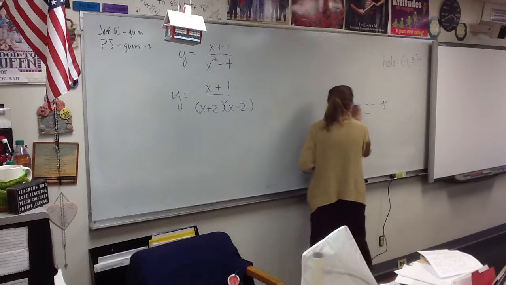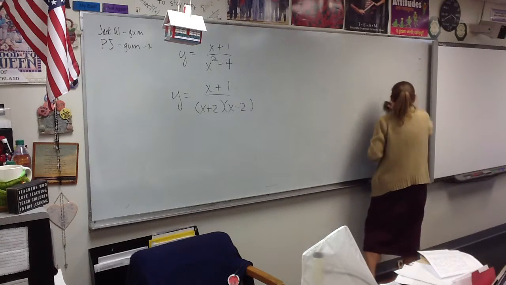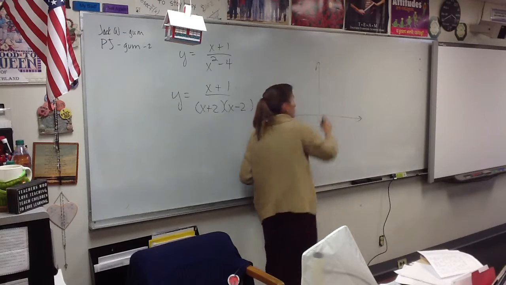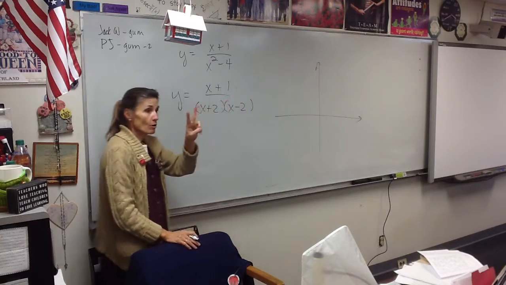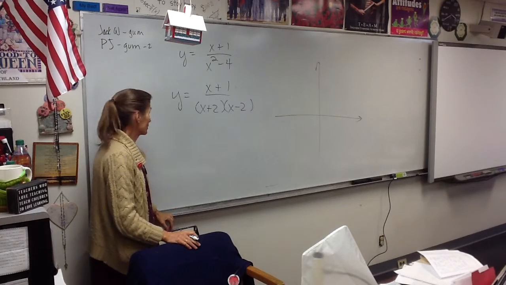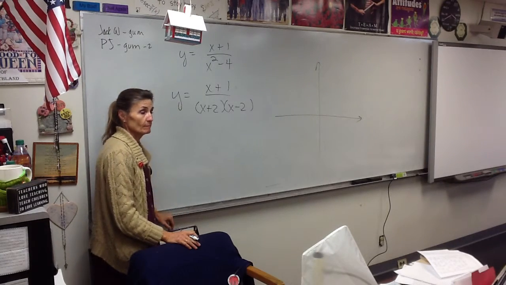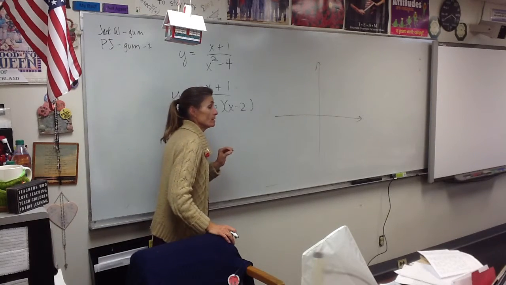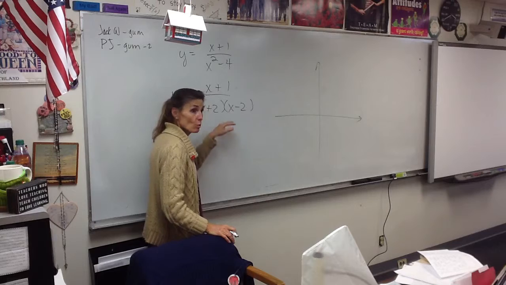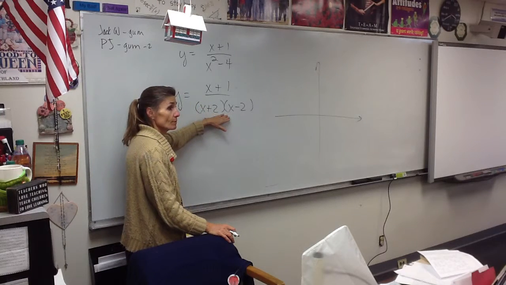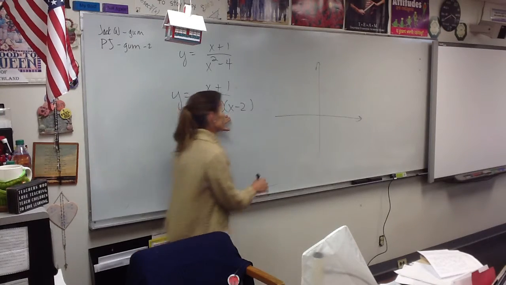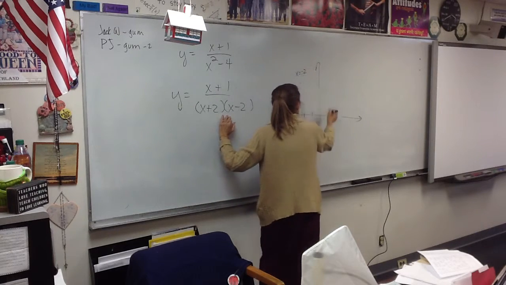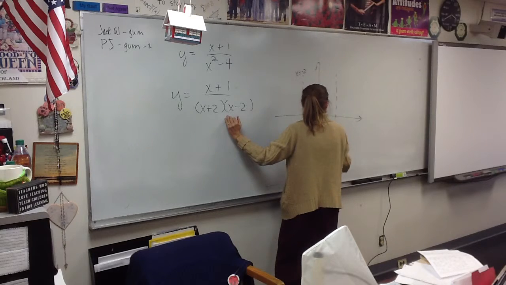I know this is a lot of information. Just got to try to hang in there. Vertical asymptotes, this problem has two. There are two vertical asymptotes. Where are they? -1 and +2. Watch it now. Where do verticals come from? The denominator. So where are my vertical asymptotes? x equals -2, and x equals +2.